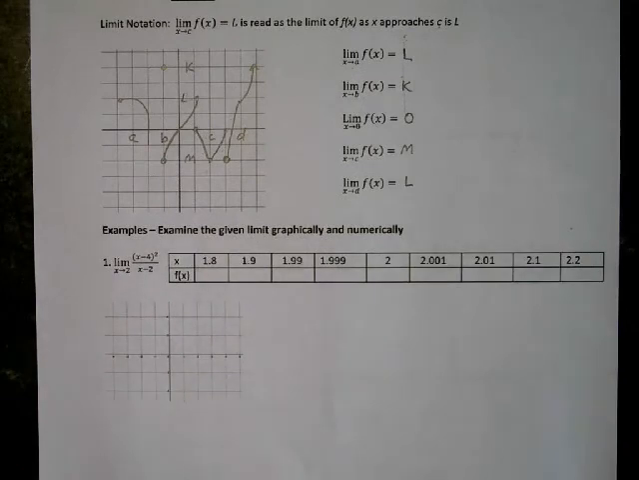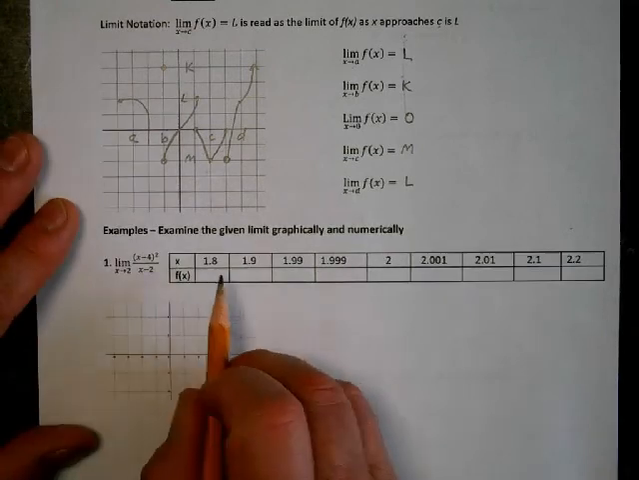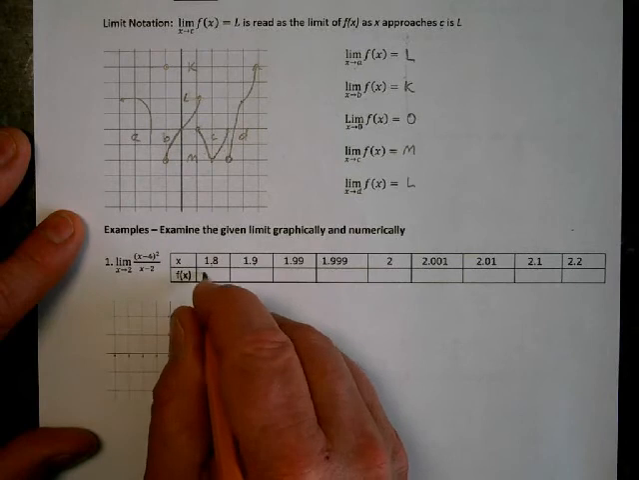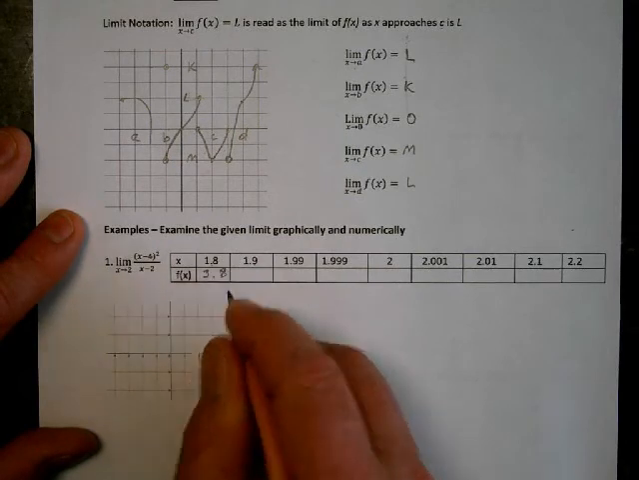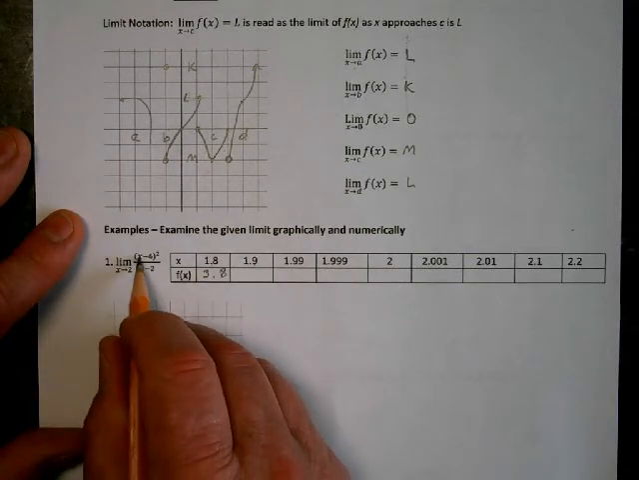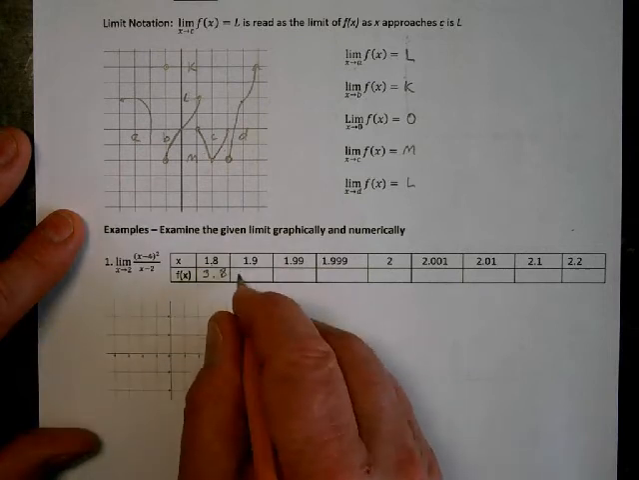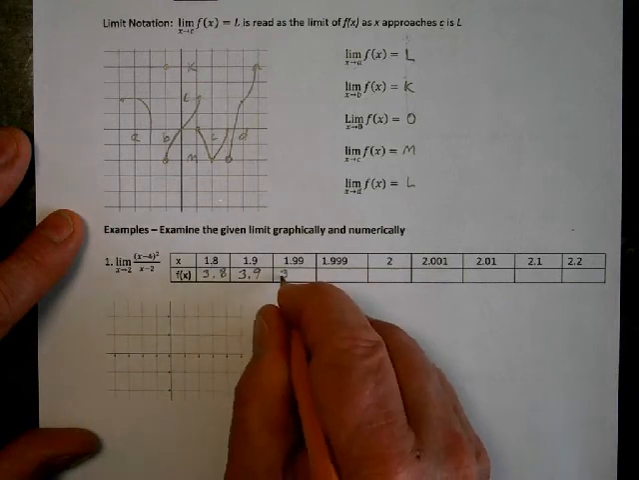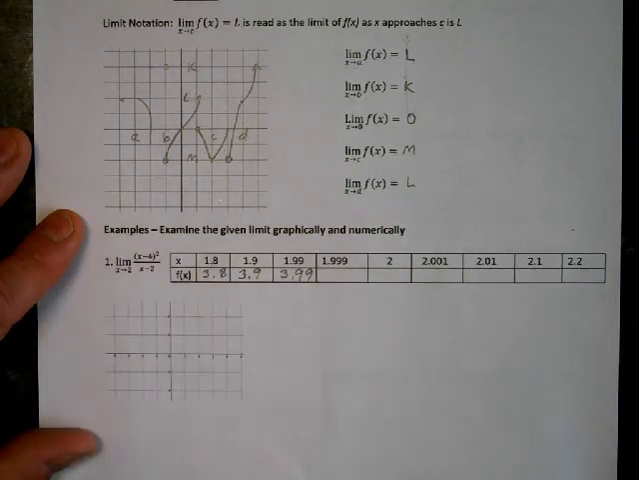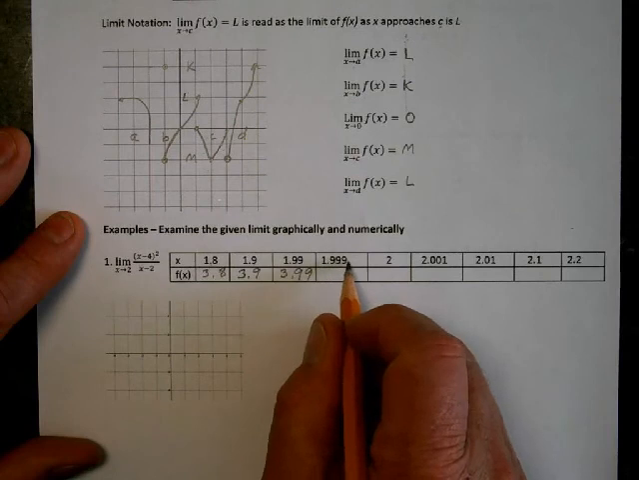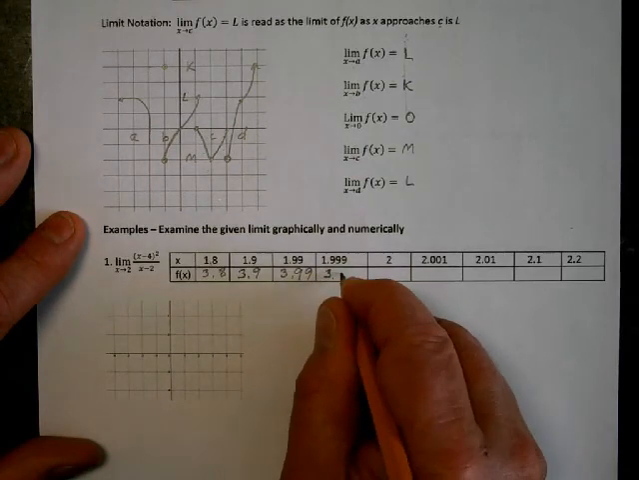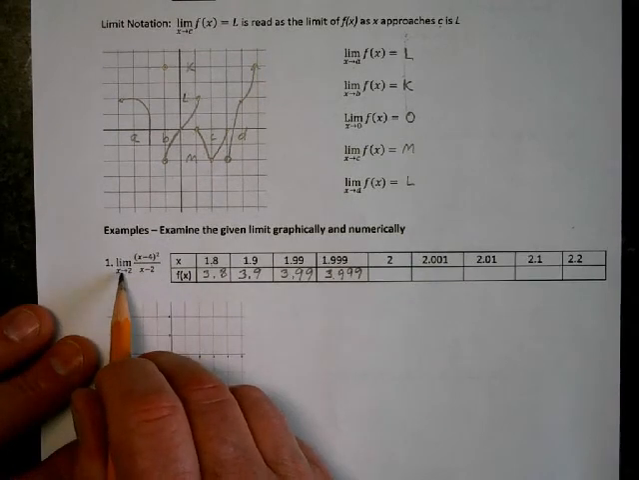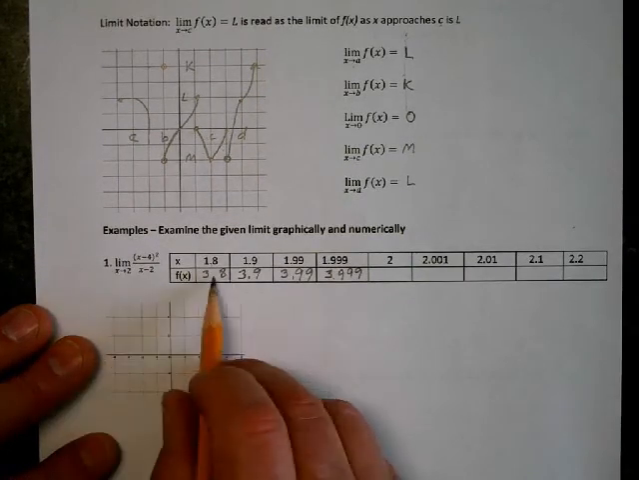Now what we're going to do is take first the numerical approach. As I put in the values of x, 1.8, 1.9, 1.99, and so on, what you're going to get is the following. This will be 3.8 because I'm going to put 1.8 into this x and this x and simplify. When I put in 1.9, what you get is 3.9. When I put in 1.99, you get 3.99. When I put in 1.999, this is going to equal 3.999. Now this is as x approaches 2 from the left.